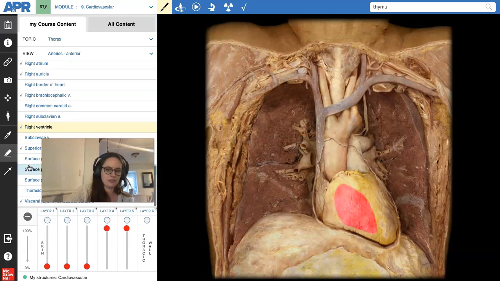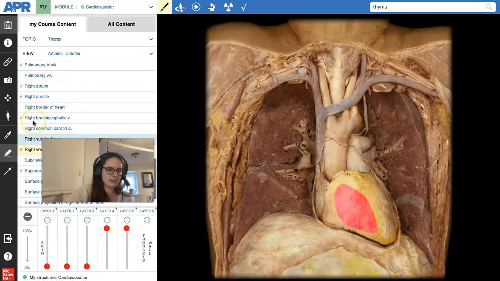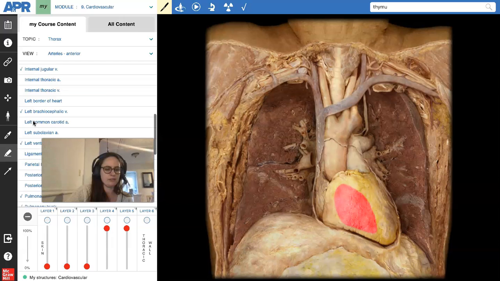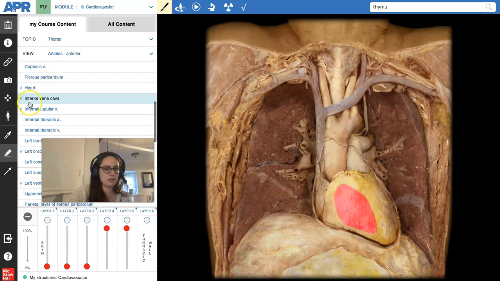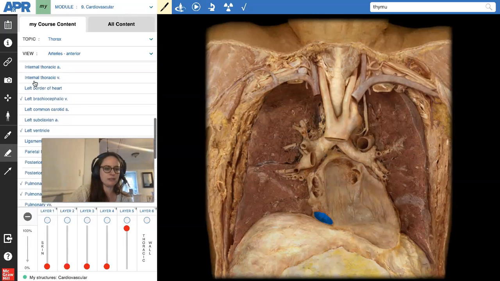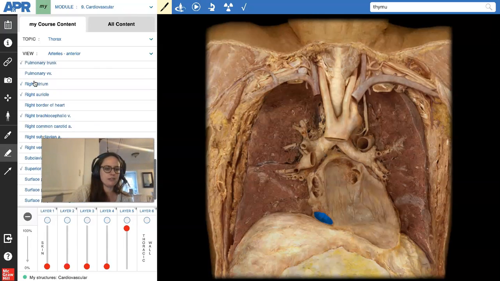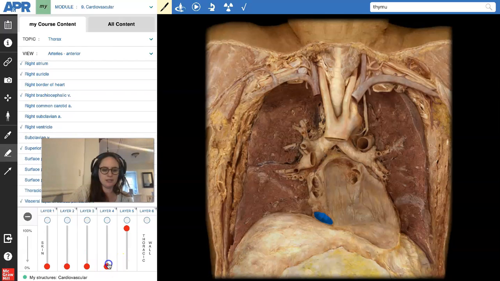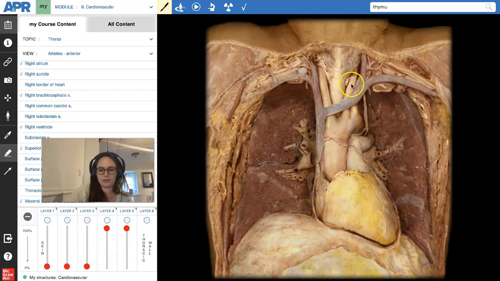We got the superior vena cava. Let's see if we can get the inferior vena cava. Vena cava, some people say it. Inferior vena cava. We've cut out the heart entirely to be able to see it from that particular view, and that's fine. Did I get common carotid? I think that's divided left and right as well. I did get the left common carotid right there.